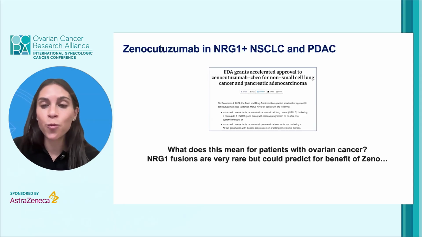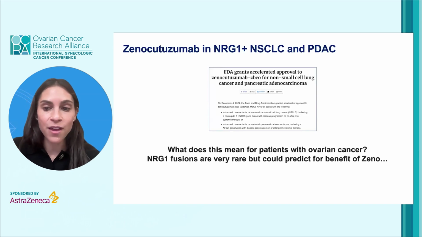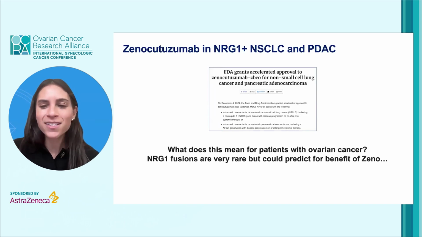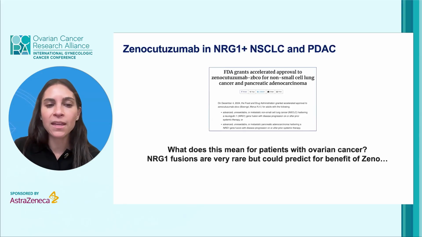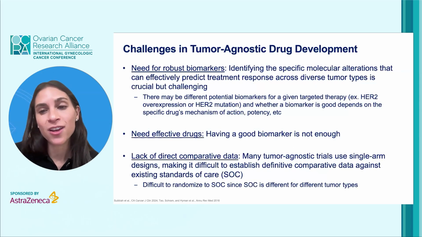And as I mentioned, there was one patient with ovarian cancer enrolled in this clinical trial, and she did benefit. She had a response, and she clearly benefited from therapy. So, what does that mean for these other diseases that have this alteration, but not sufficient data to really get an FDA approval? So that brings me to some of the challenges in tumor agnostic drug development.